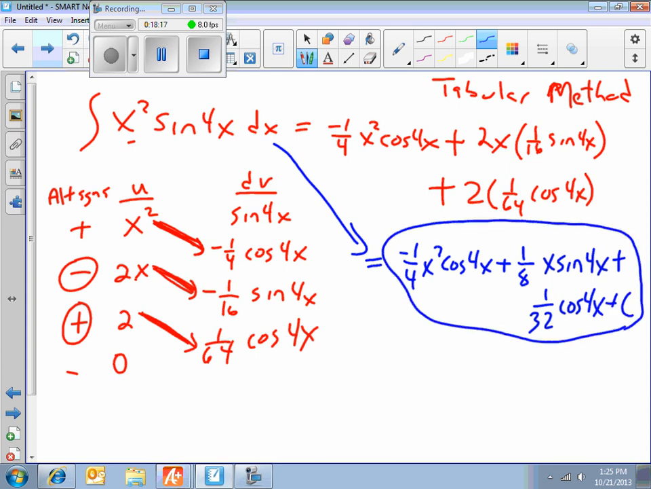And you could have done that traditionally with integration by parts and just had to do integration by parts within integration by parts. The tabular method is a little shortcut. Some students like it, some don't. You decide if you want to use it or not.